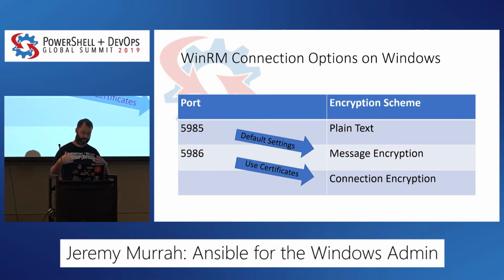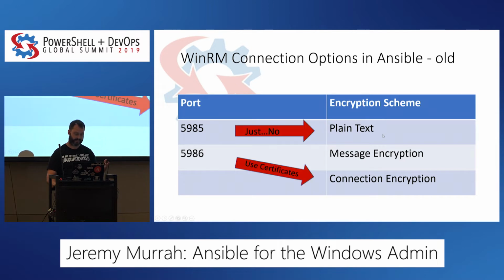The other option, if you want to do it, is to use SSL encryption of the entire connection. You can put a certificate, define all that, create a listener on 5986, attach to that certificate, and do connections that way. That is cool. It takes some configuration, and it's unique to each machine, so it's hard to automate that at scale. And that's a problem. Initially, this is how Ansible worked. You had two options. If you said 5985, it was expecting plain text. If you said 5986, of course, it was expecting you to do certificates.